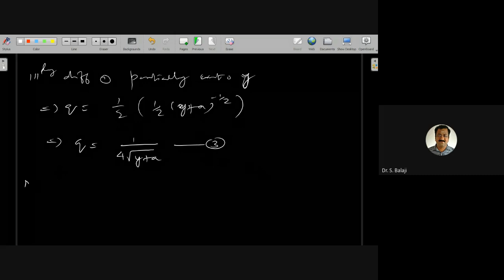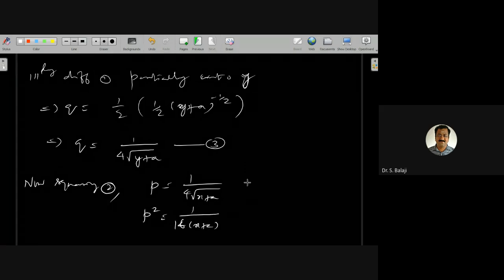Now squaring is the only possible way. Squaring 2, p is equal to 1 by 4 square root of x plus a. p square is 1 by 16 of x plus a. From this, x plus a is equal to 16 p square, or rather x plus a is 1 by 16 p square. From this the value of a is 1 by 16 p square minus x.